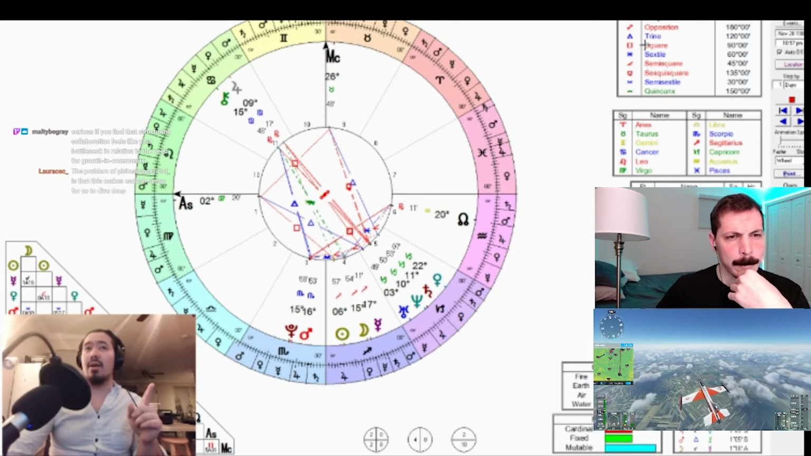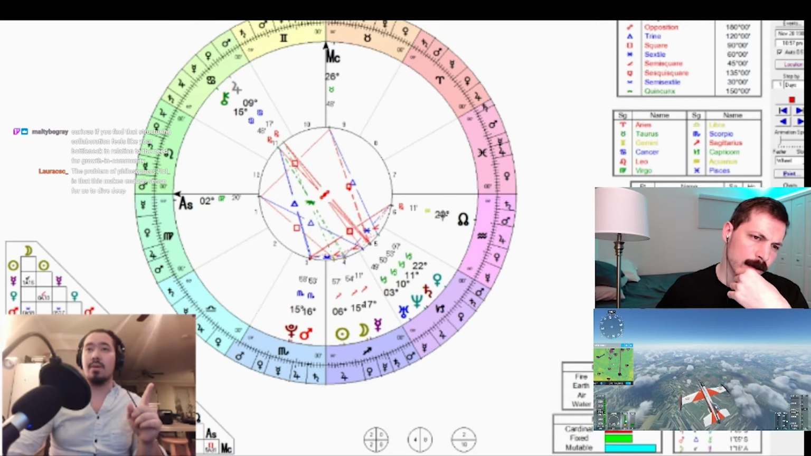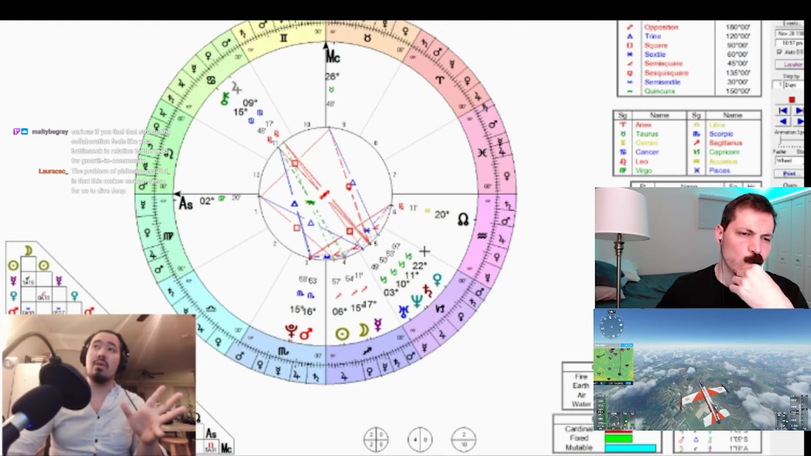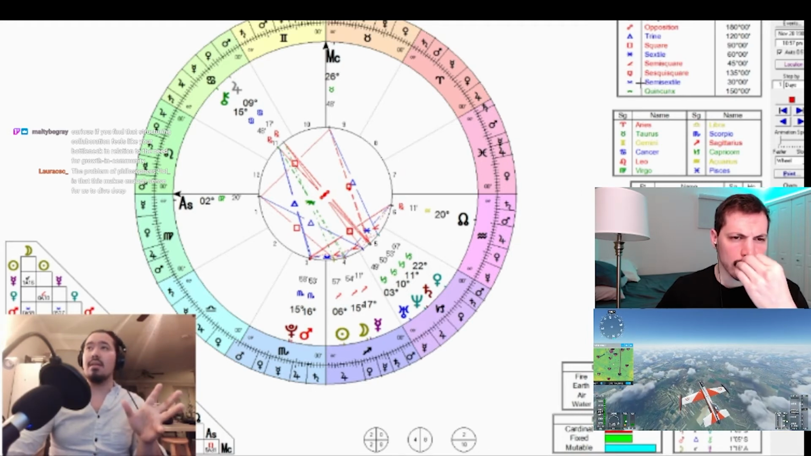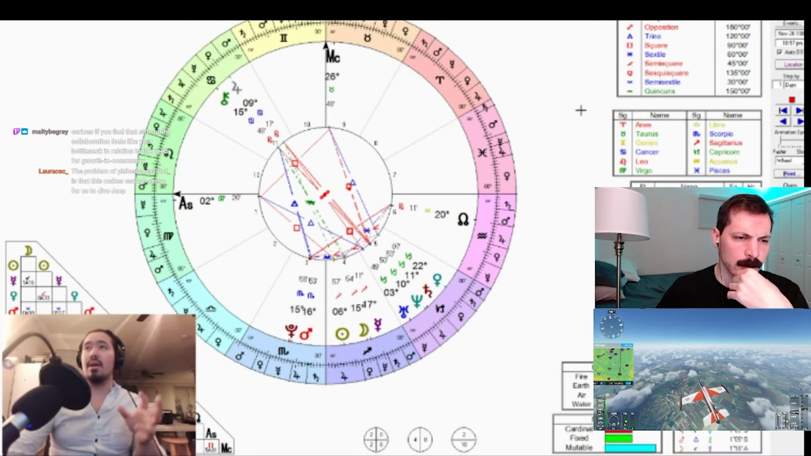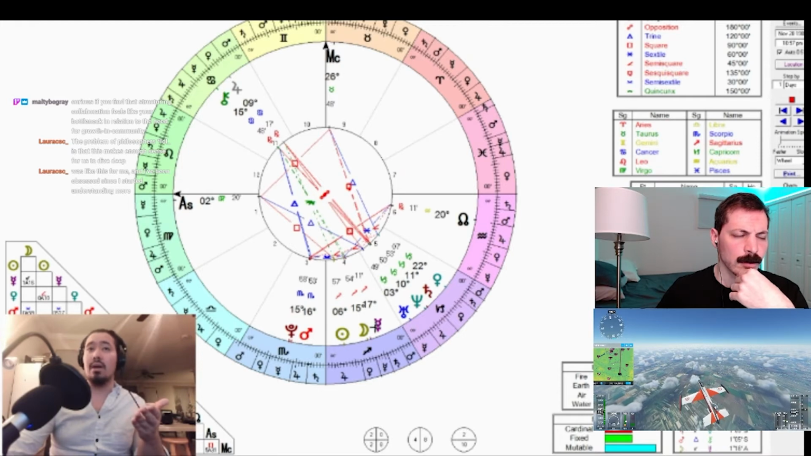And then a square is 90 degrees. You have a square between the node and your Pluto-Mars conjunction as well. And then there are also some lesser known, more minor ones like the semi-sextile. You have a semi-sextile between your Pluto and your Moon. And then a quincunx, or inconjunct, is 150 degrees. And you have an inconjunct between your Chiron and your Moon as well.